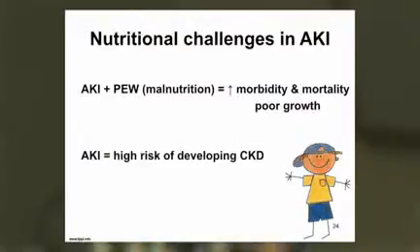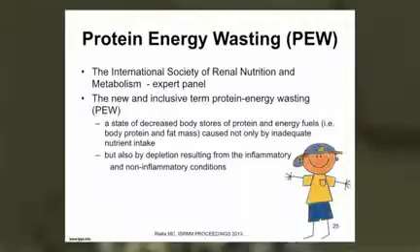So in conclusion, underfeeding is accentuated in acute kidney injury in children, and adequate nutrition support is needed to improve outcomes. Acute kidney injury plus protein energy malnutrition then leads to increased morbidity, mortality, and poor growth. And as we said in the beginning, they are at high risk of developing chronic kidney disease. The protein energy wasting, I'm not going to go into in too much detail because Arina has spoken about it at length. This is just the definition.